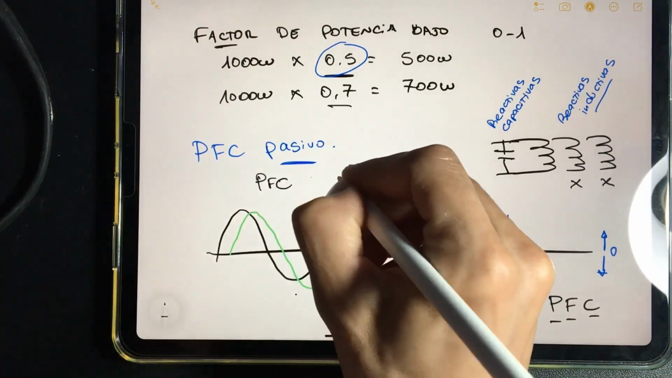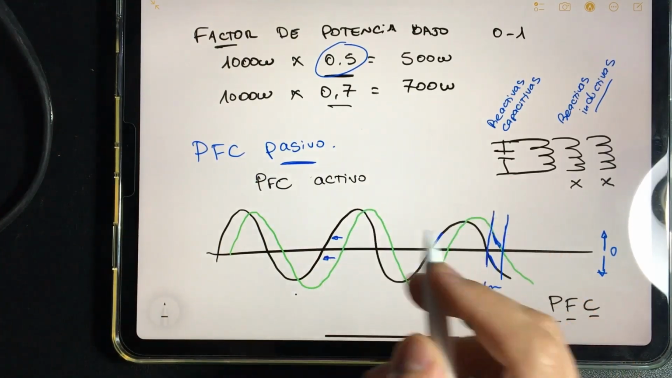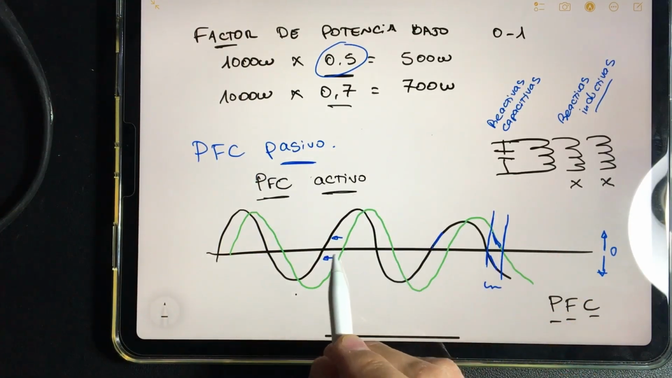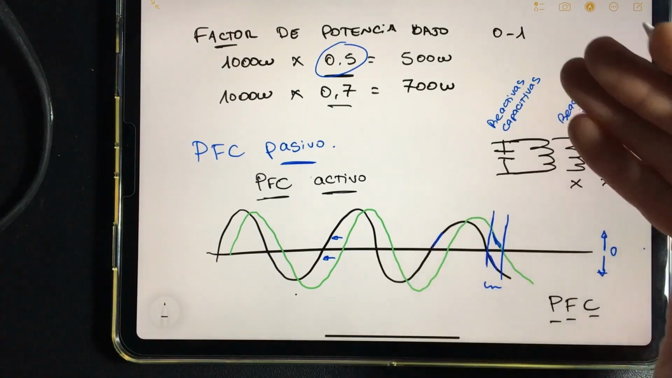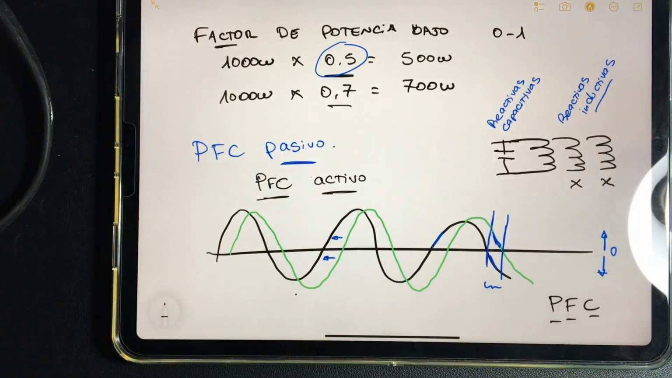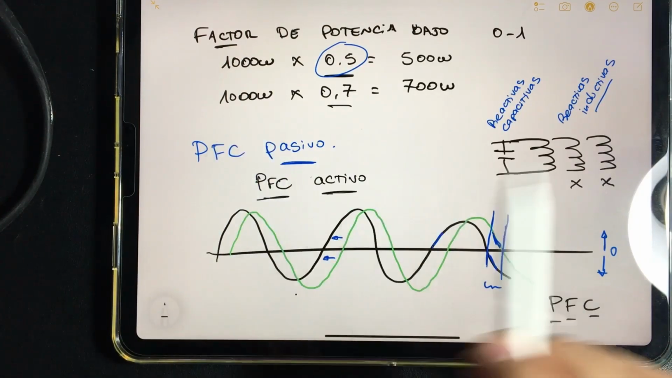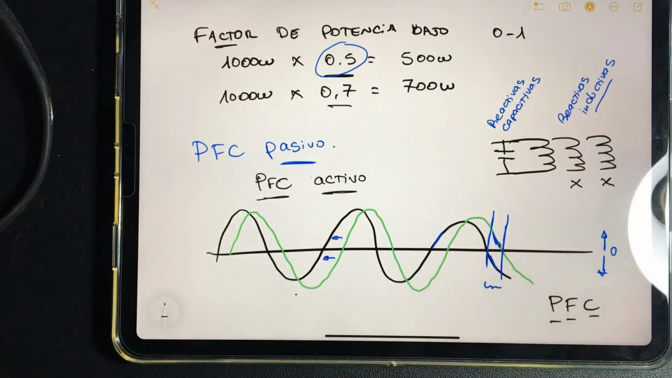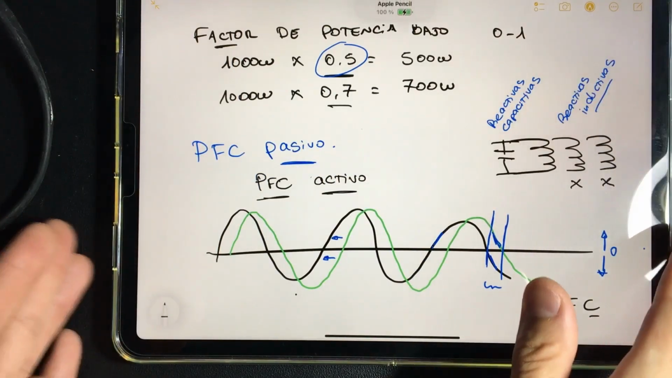will have an active PFC. There will be an electronic circuit that takes care of making this correction, helping the reactor, so to speak. Actually, the other way around. The reactor helps the active circuit a little so that it doesn't have to force so much. Now we will see what we mean by this. We will see a diagram and also see it on the same electronic board in the next video.